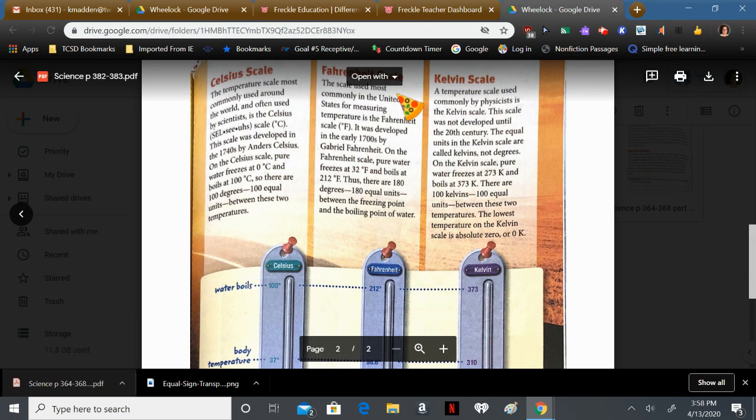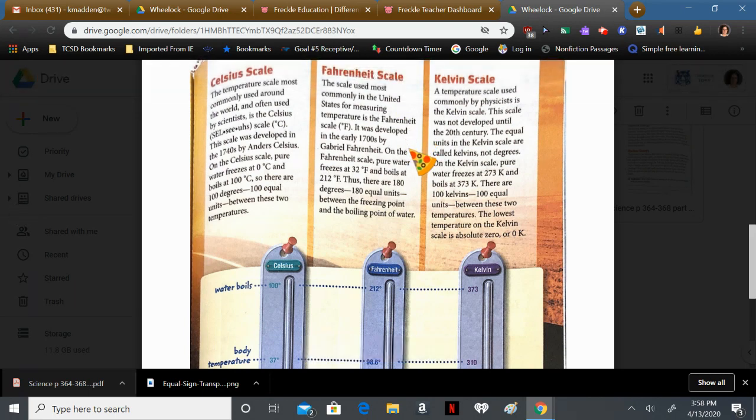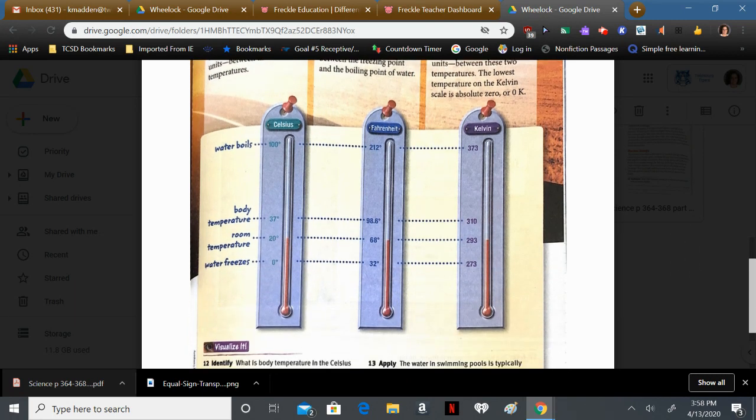The scale used most commonly in the United States for measuring temperature is the Fahrenheit scale. It was developed in the early 1700s by Gabriel Fahrenheit. On the Fahrenheit scale, pure water freezes at 32 degrees Fahrenheit and boils at 212 degrees Fahrenheit. Thus, there are 180 degrees, 180 equal units between the freezing point and the boiling point of water. Let's take a look at our Fahrenheit thermometer.